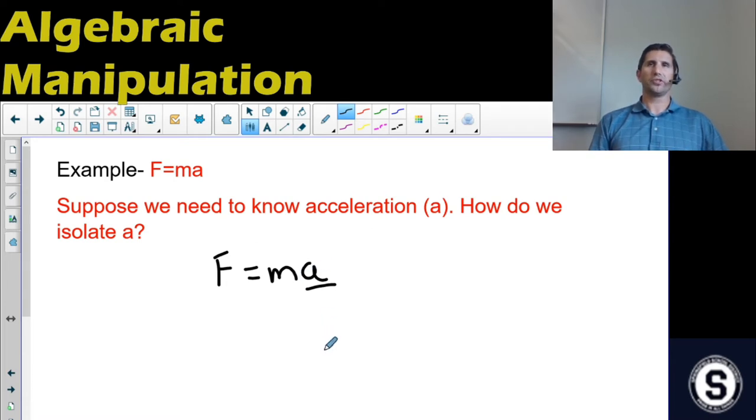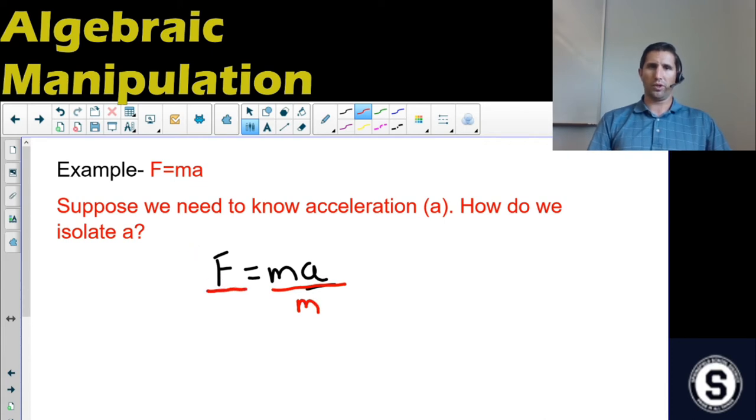So in order to get A by itself, I need to undo that multiplication. Well, how do we undo a multiplication? We divide. So we're going to divide both sides of this equation by m. We want to get m on the other side of the equation to get A by itself. So let me use a different color here. We're going to divide both sides by m.